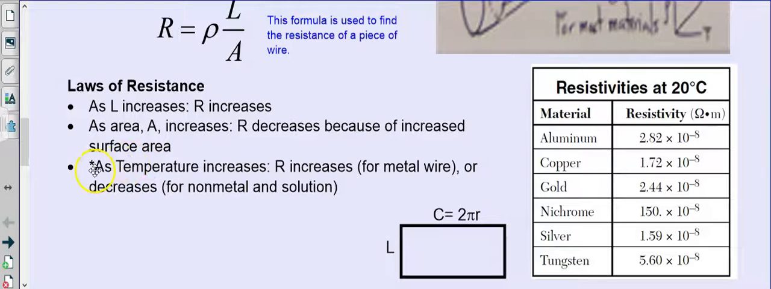And of course we have a temperature constraint here. As temperature increases, the R also increases, and that's for metal wires. Now, of course, if you're dealing with nonmetals and solutions, it's actually the opposite. It decreases. But in the Regents curriculum, we don't worry about nonmetals and solutions. This is the main point. As temperature increases, the resistance increases for a metal wire. All right, let's take a look at a problem.